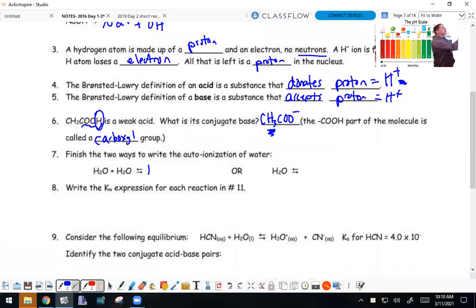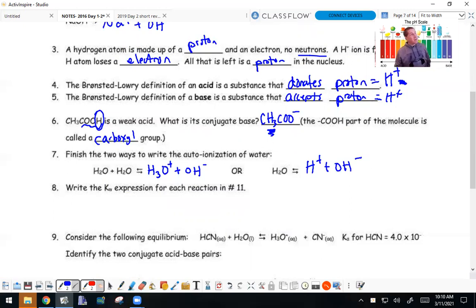H2O plus H2O yields H3O plus and OH minus, where one water acts as an acid and one acts as a base. One loses its hydrogen and becomes OH minus. The other one gains it and becomes H3O plus. If you don't add 2 waters, just like with the acids, you could do that. You really do have to know both, because this is the best way to do it. This is the way the College Board does it.